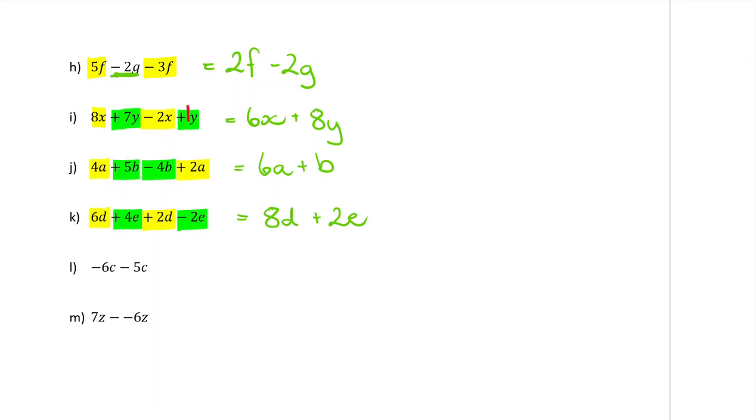L, we have minus 6c minus 5c. They're both like terms. This you've got to be extra careful with your negative numbers here. Minus 6 minus 5 is negative 11c. And lucky last, looks easy enough, but we need to remember that those two minus signs in the middle, when two minus signs are next to each other, it makes a plus. So 7 plus 6 makes 13z.